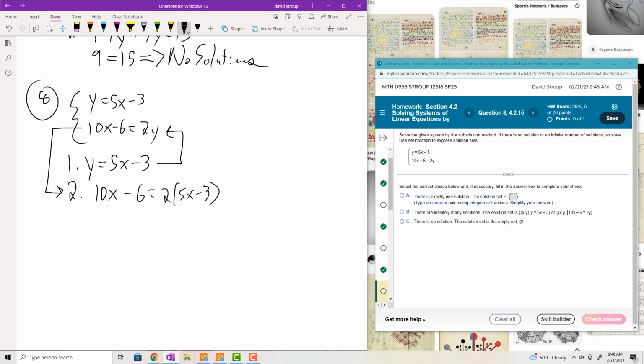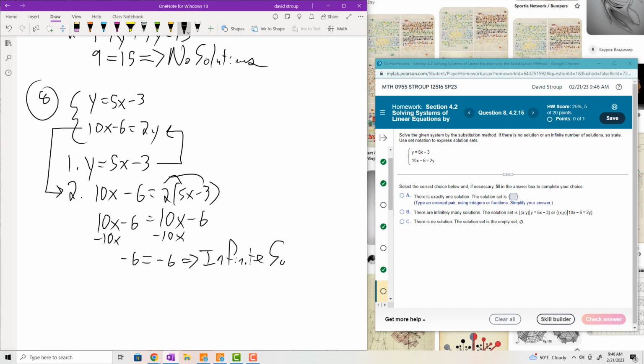I'm going to simplify this and try to solve for x. So I have 10x minus 6. Distributing, I have 10x minus 6. Try to collect the x's on one side. And there it is. The x's are going to cancel out. 10x minus 10x is 0 x's. 0 minus 6 is minus 6. Negative 6 is minus 6. That is a true statement, so that'll be the infinite solution case. So the two equations are the same. So the set of all points that are on that particular line.